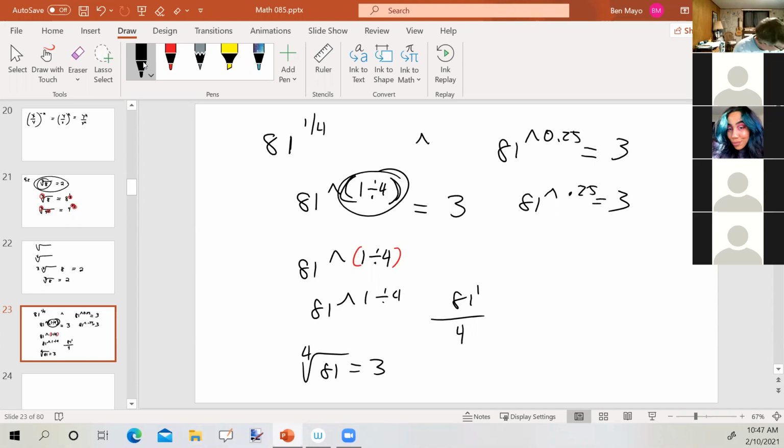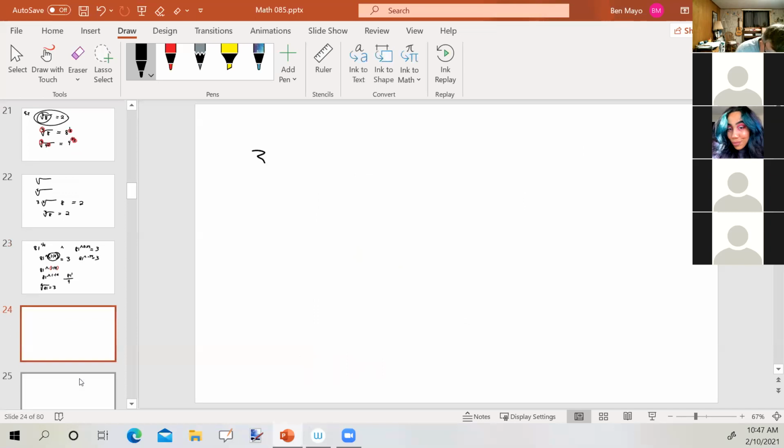Okay. Let's see here. 32 to the 1/5 power. So that's the same thing as taking the 5th root of 32, which is 2. Again, on your calculator, you could put in this, and you should get a 2.